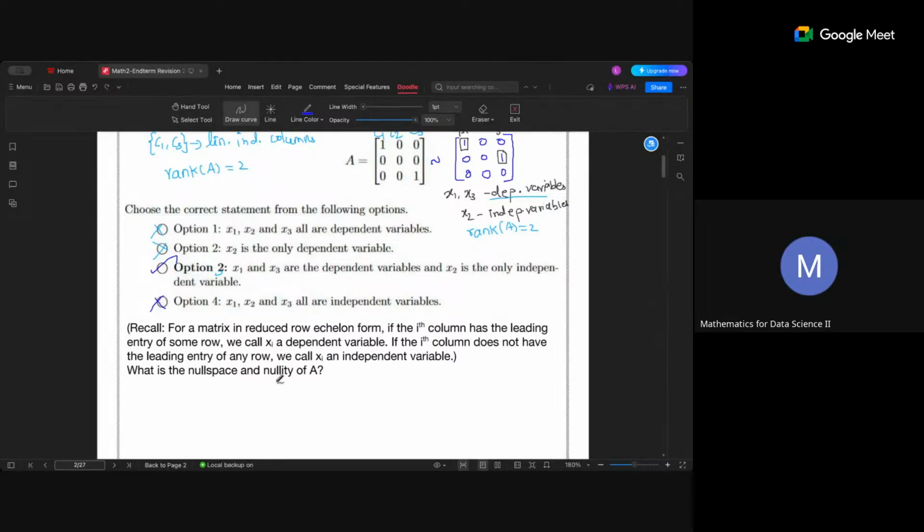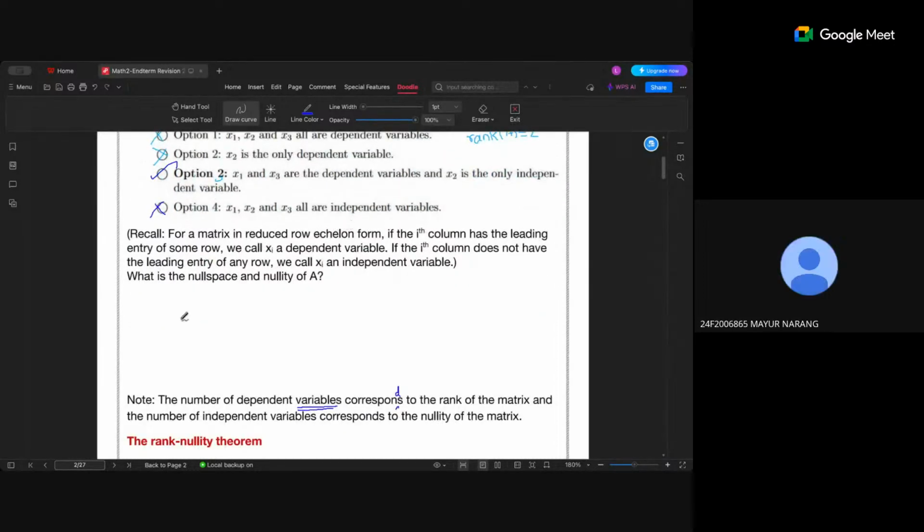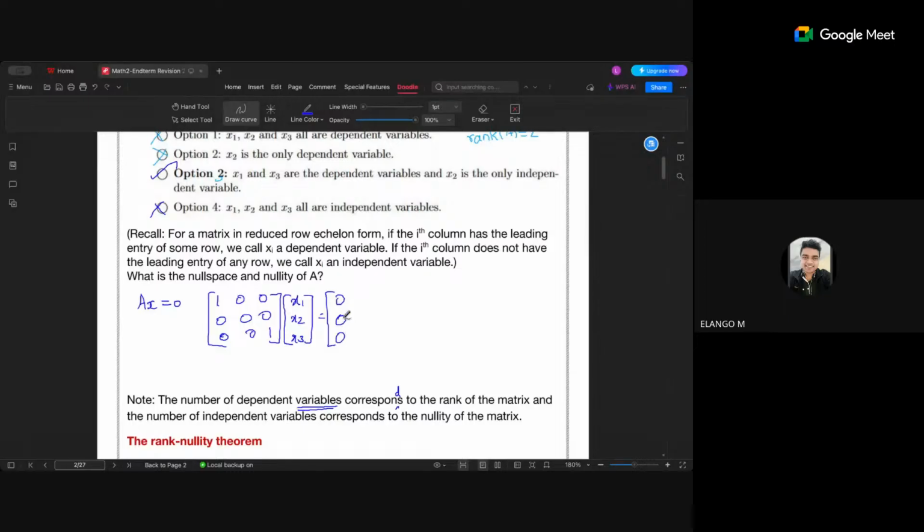Okay. So now what is the null space and nullity of A? For this matrix, how do you find the null space? A very simple question here, right? You are talking about the nullity, but what is the null space? You have the matrix [1 0 0; 0 0 0; 0 0 1] times x1, x2, x3 equal to 0, 0, 0. So what is your null space? (0, 1, 0), right?